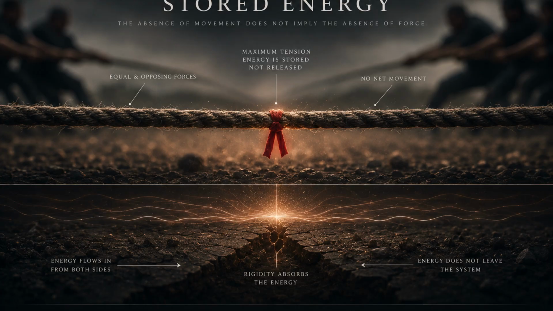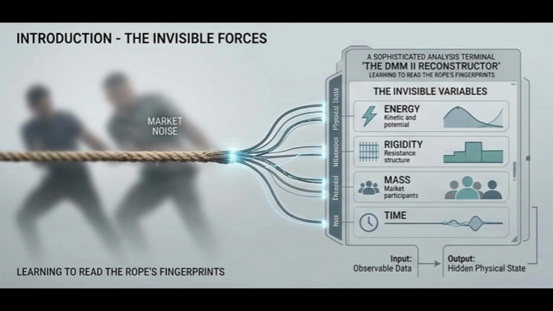Every movement, every pause, every acceleration, and every hesitation contains information about the invisible forces acting upon it. The market is no different. Price is the rope. Everything else must be inferred. Learning to read the rope. A beginner watches the rope. An experienced observer watches its behavior. The goal is no longer to ask, which side is stronger? Instead, the correct question becomes, what combination of hidden forces could have produced this behavior?